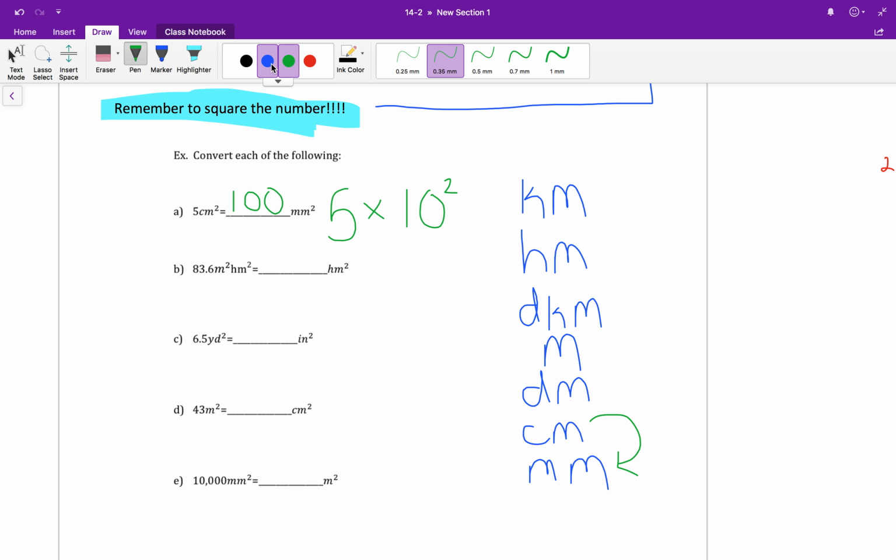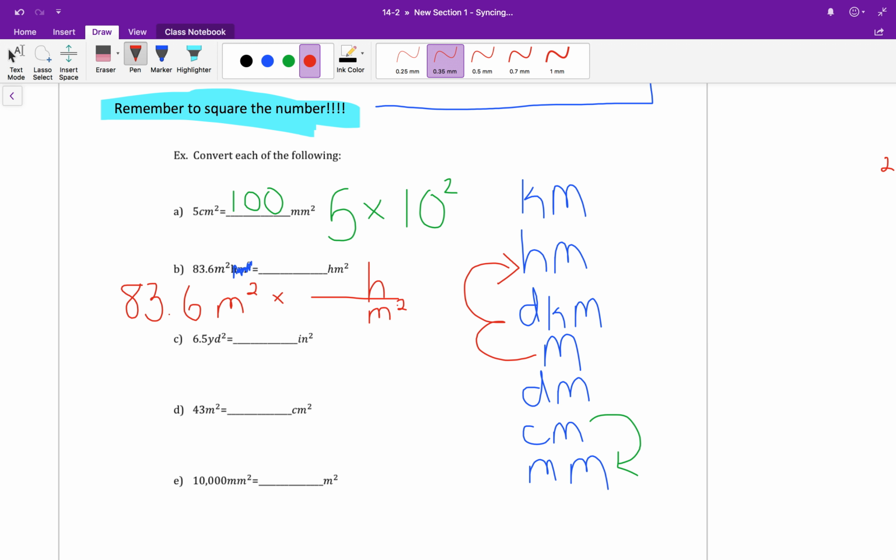All right. So let's see. There's a little typo here. So just get rid of that hectometer squared right there. Here we go. 83.6 meters squared to hectometers squared. So meters to hectometers. So meters is my smaller unit. I'm going to my bigger unit. So this is when I would divide. But this time I'm going to show you that ratio to remind you if you like the ratio method. So I've got 83.6, and that's meters squared. My ratio, meters goes on bottom because that's what I'm getting rid of. Hectometers goes on top because that's what I want.